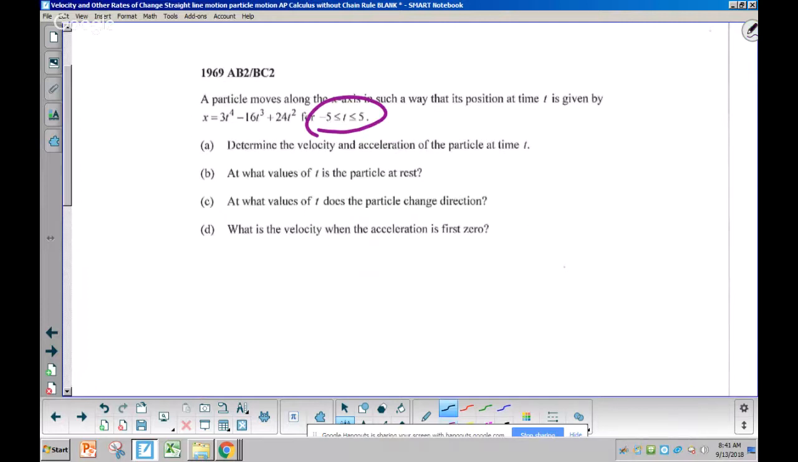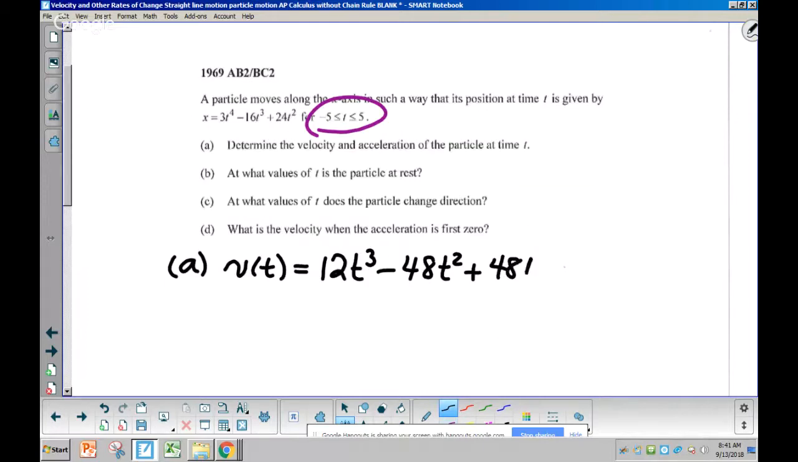So part A says, determine the velocity and the acceleration of the particle at time t. Well, how do I find the velocity given the position? You just take the derivative, sure. So then we would say v of t here is equal to, using the power rule, 12t to the third minus 48t squared plus 48t, good.